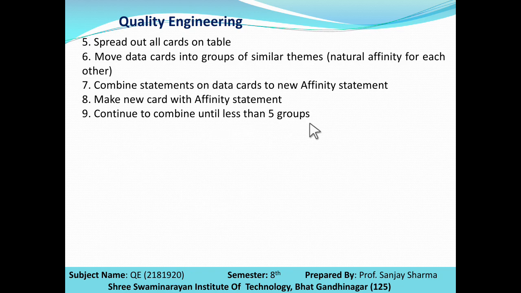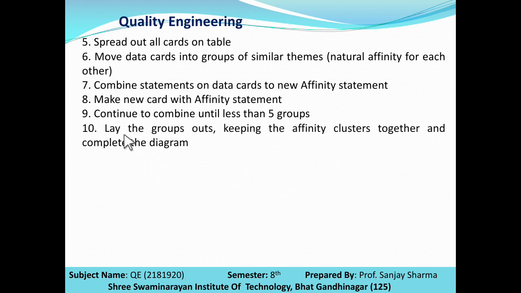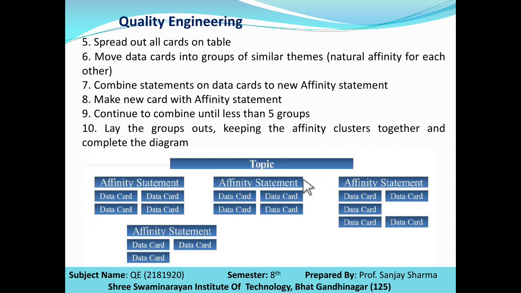So if you see points number 5, 6, 7, 8, it is by collecting the data cards, grouping them into some groups, and after making the groups, making a new affinity statement and continuing to combine until fewer than 5 groups remain. Then lay the groups out, keeping the affinity clusters together, and complete the diagram. So by clustering the 5 groups into different categories, it forms a chart or a diagram that is a type of affinity diagram.